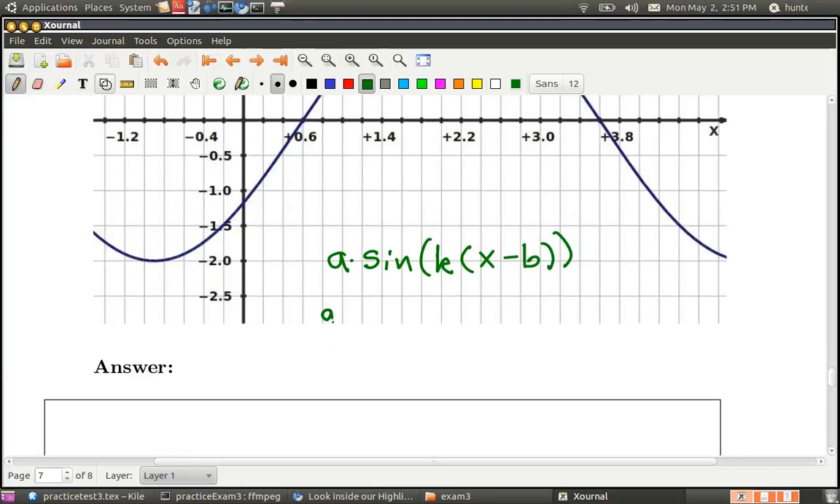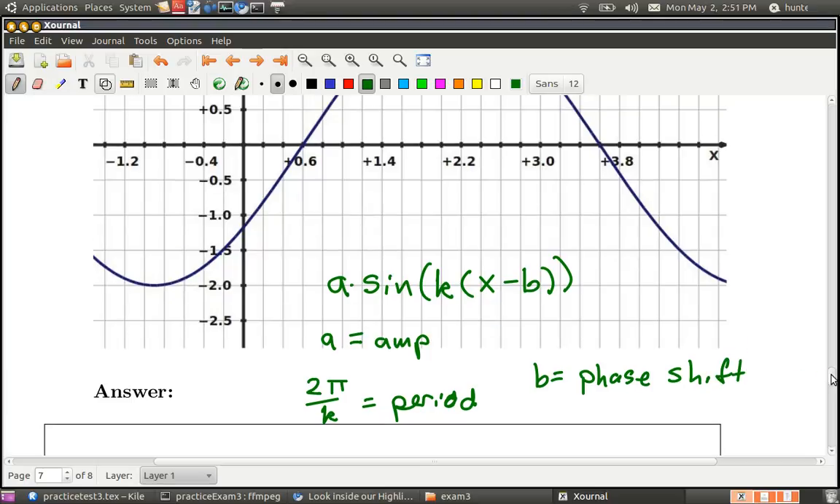A is the amplitude. K, what does k have to do with anything? Well, 2 pi over k is the period. Okay, period. And b is the phase shift. So that's how far it's shifted over to the right.